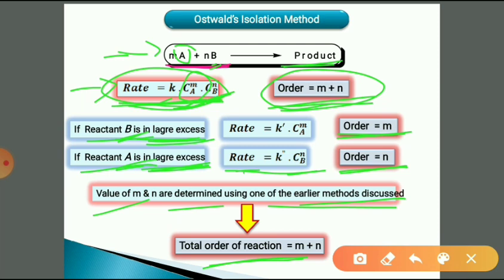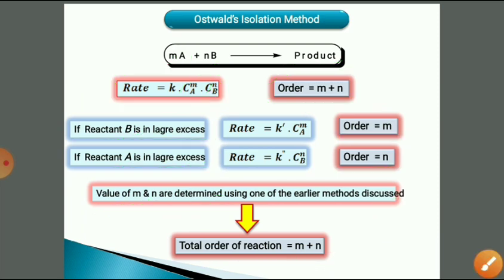So this is the Ostwald isolation method, which involves the isolation of one reactant by taking it in small concentration, and the other in a large excess, so that it does not affect the rate of the reaction. From this we can calculate the order of the reaction, but in this case we have to use any one of the previous four methods for calculation of the order with respect to any one of the reactants.